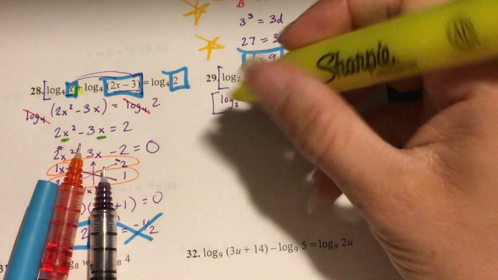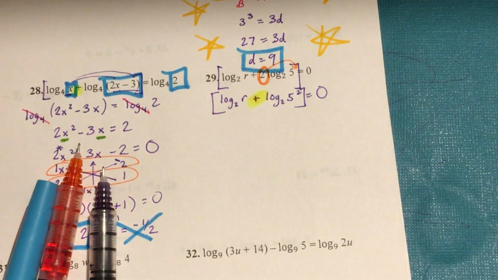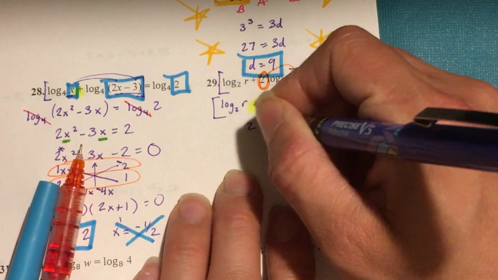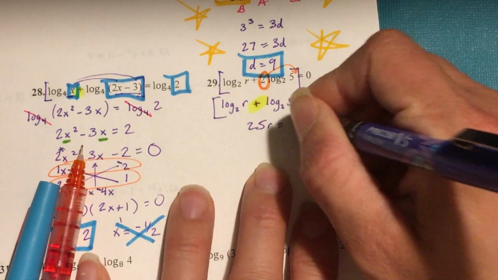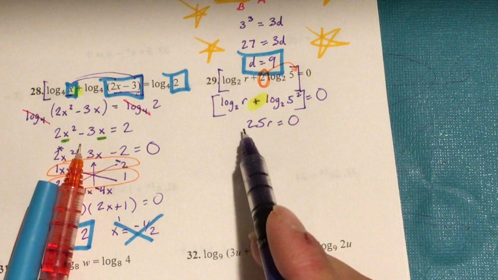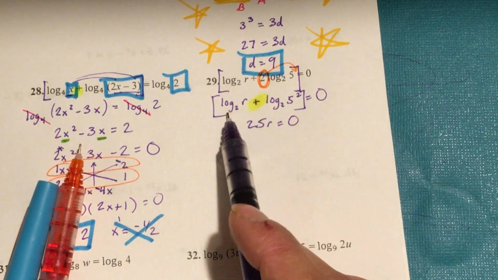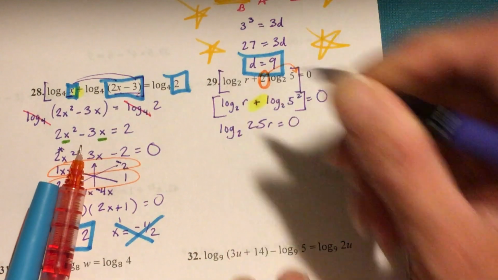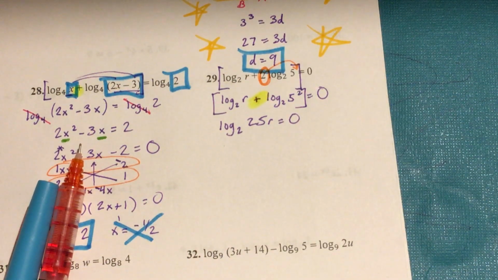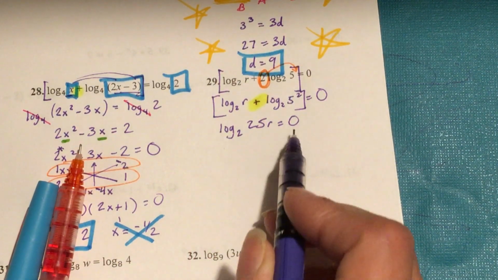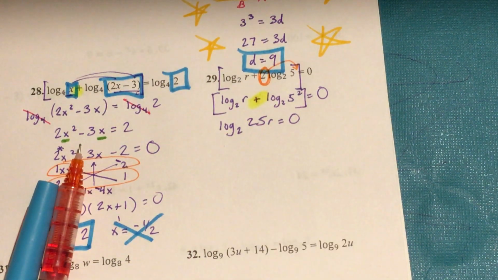They're separated by addition, so we condense by multiplying. So 5 squared is 25, so 25r equals 0. And that right there, folks, is the critical error once again. Because it's not just 25r. When I condense these 2 logs, I still have log base 2 there. So I can't cross off this log base 2 because there's not another log base 2 on the other side.